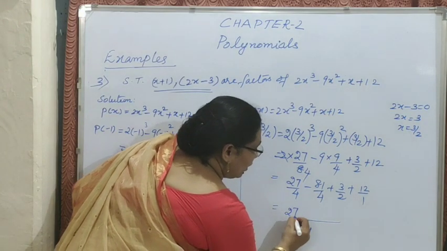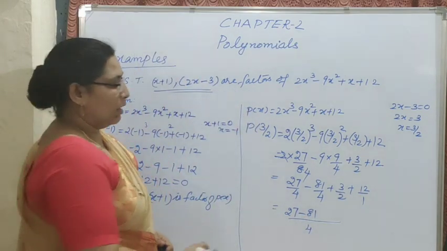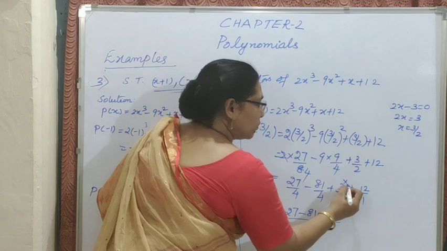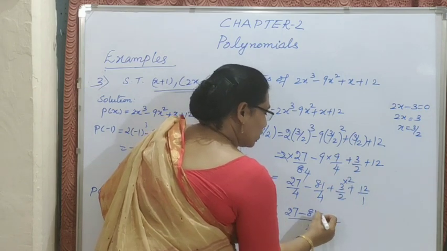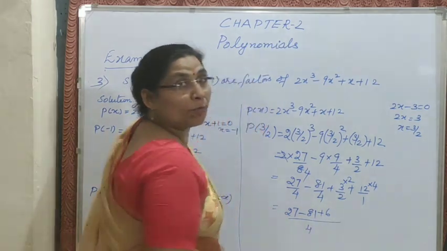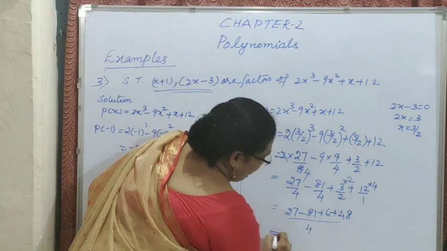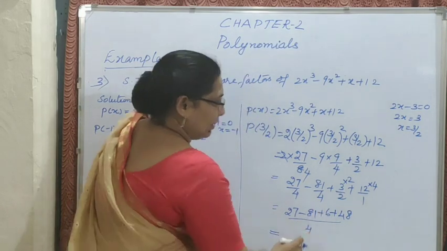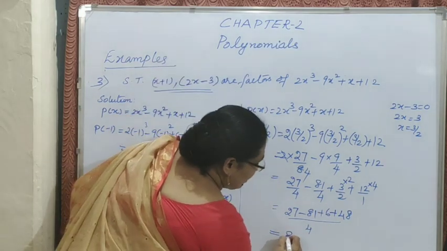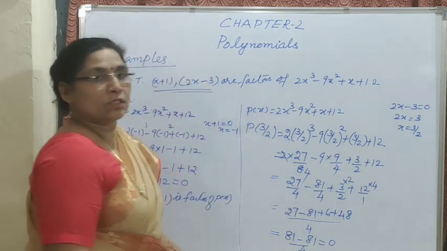So here there is no need, already we are taking 27 minus 81. Since the denominator is 2, we should multiply with the 2. So it is 6. Then here it is 4, we should multiply because the denominator is 1. So here 48. So 27 plus 6 plus 48, it is 81. 81 minus 81 by 4, it is equal to 0.